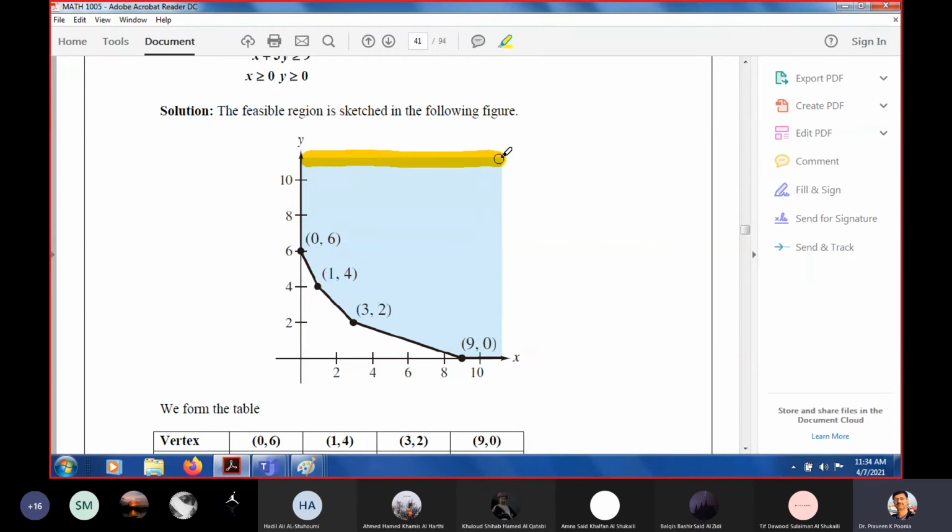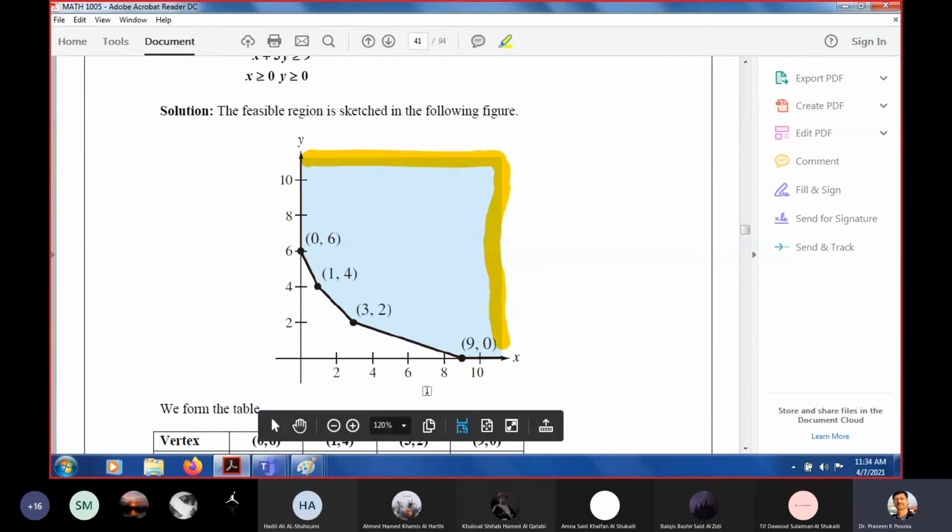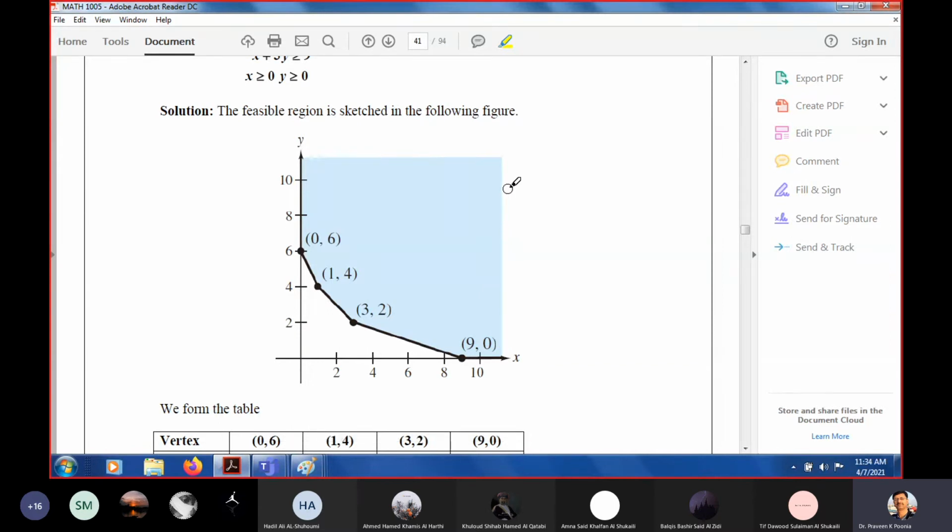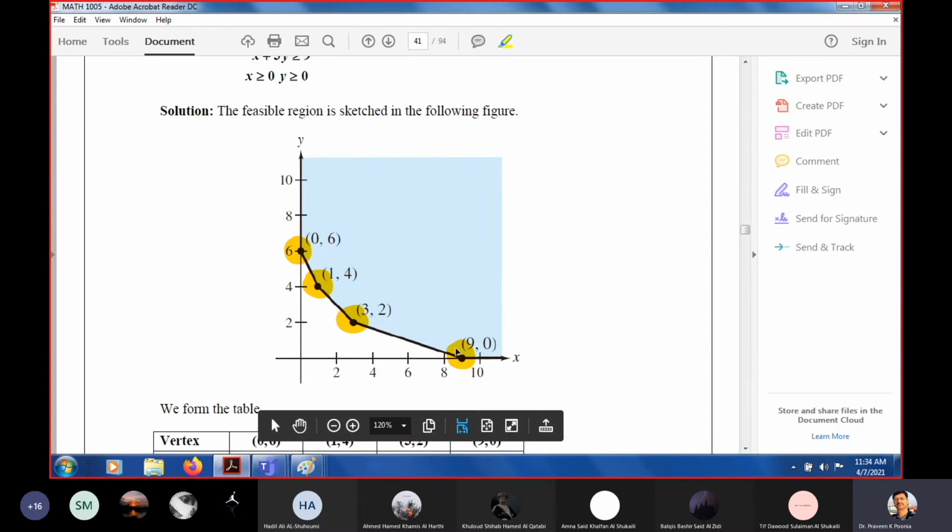There is no line here. Here there is no line. So it is not closed. Because it is not closed, this region is not bounded. It is an unbounded solution. And in this case, there is one corner, second corner, third corner, and fourth corner. These are the 4 corners here.